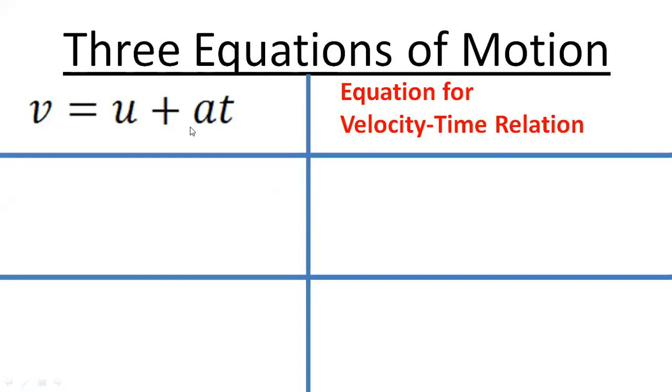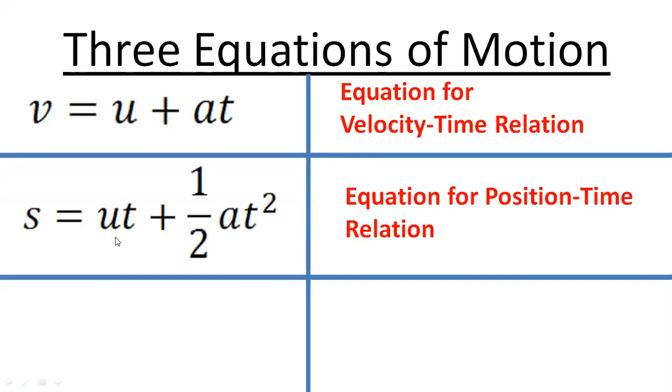This is the first equation of motion. v = u + at. v = u + at, and it is also called the velocity time relation. Why is it called the velocity time relation? You can see on the left hand side there is velocity, and on this side there is time. So we are ignoring initial velocity and acceleration. So basically this equation is a relation of what? Velocity and time relation.